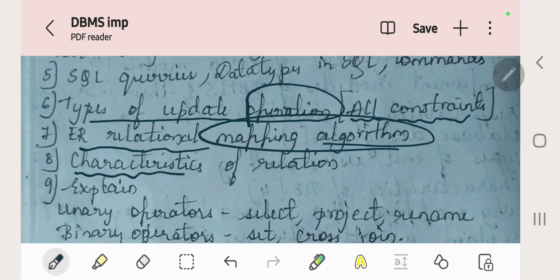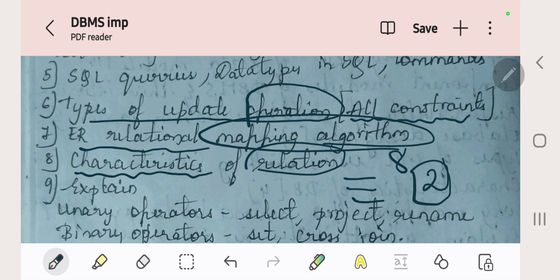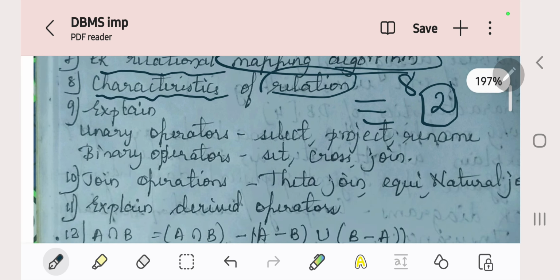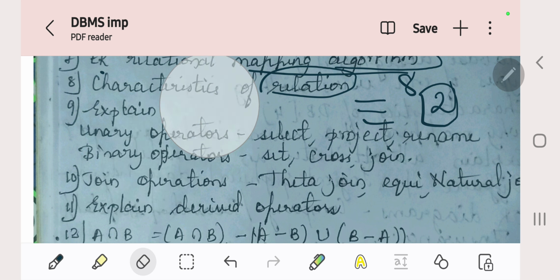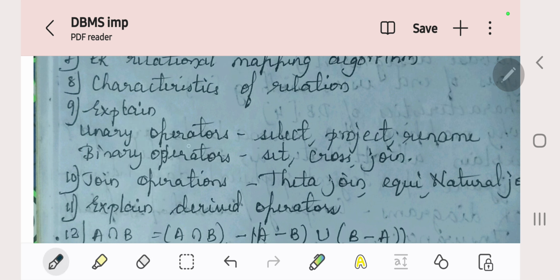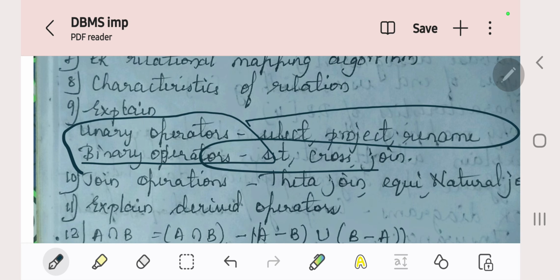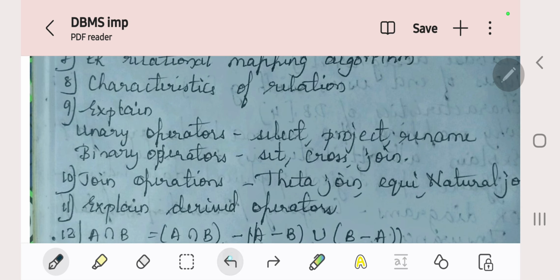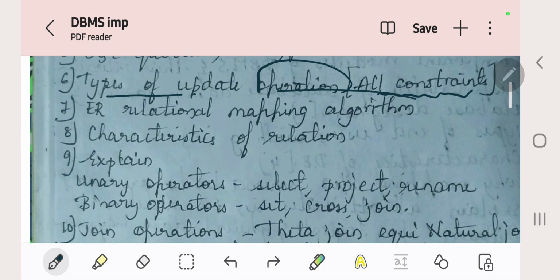Then characteristics of a relation. This is asked for around 8 marks. Once you write the characteristics, make sure you explain each with 2 points. The ninth one: explain unary operators and binary operators. You already know what unary and binary operators are. If you don't know, take a screenshot and then study.